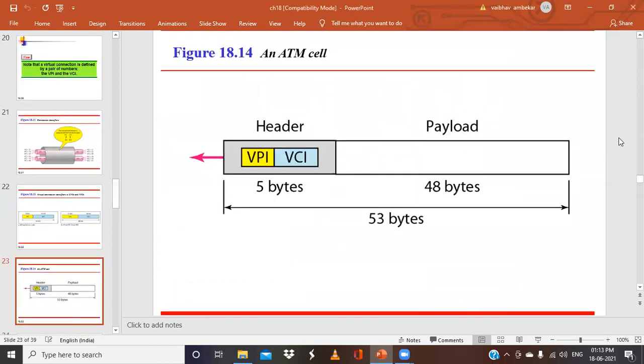So this is an ATM cell. The basic unit of an ATM network, that is how the ATM network transfers the data. It transfers the data by using something called the cell. So the basic unit of an ATM network is called a cell. And what is the size of it? Each cell is 53 bytes long with 5 bytes as the header and 48 bytes as the payload. So this is the size of a cell.